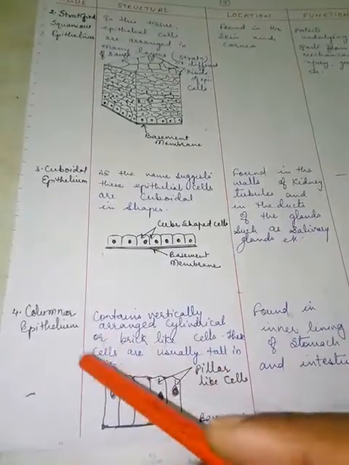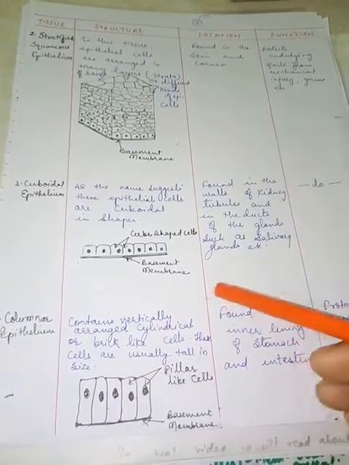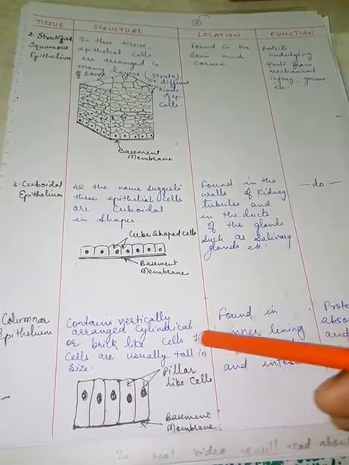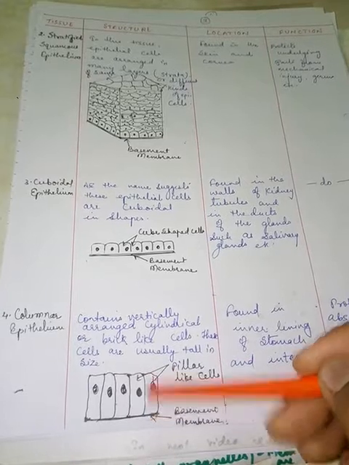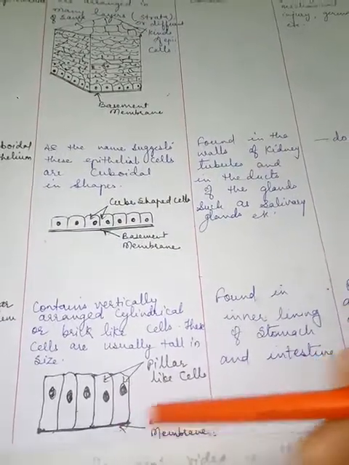And now come to the columnar epithelial tissue. Children, columnar epithelial tissue contains vertically arranged cylindrical or brick-like cells. Can you see here? These cells are usually tall in size, pillar-like, isn't it? Column-like, we can say pillar-like, and that is why the name columnar epithelial tissue is given. And you can very clearly see the basement membrane again present here.